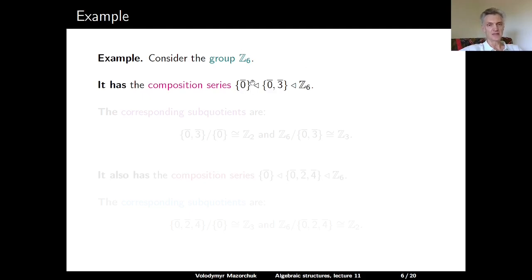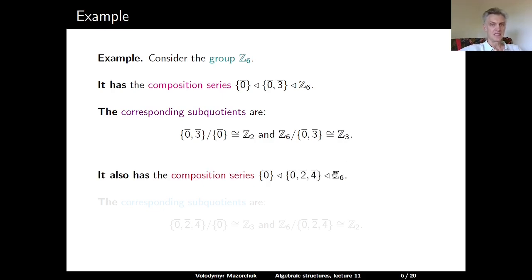The first one starts with the identity 0, then the subgroup of all elements divisible by 3, so 0 and 3, and then Z6. If we look at the subquotients, we see that the subgroup consists of two elements, so the corresponding quotient by the identity is just Z2. And now Z6 has 6 elements. If we factor out the 2-element subgroup, we get Z3 as the subquotient. So the first subquotient is Z2 and the second one is Z3.